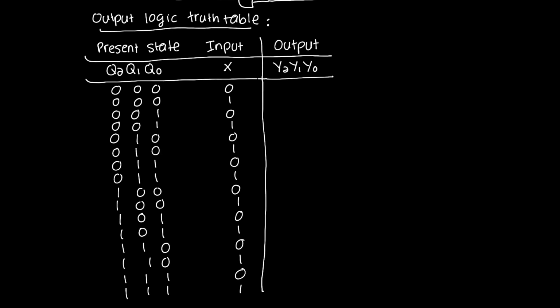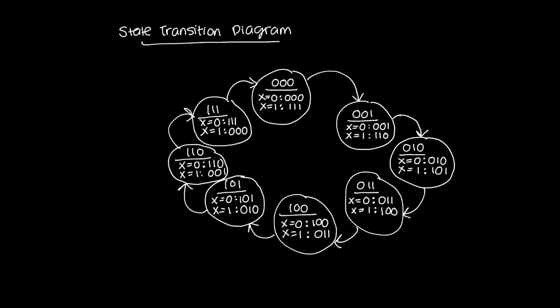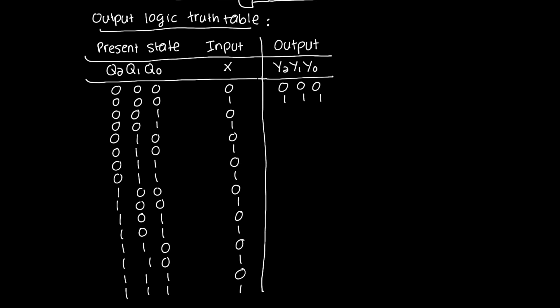So when my present state is 0 and X is 0, my output is going to be 0. Otherwise, it's going to be 1, 1, 1, 1. Now, what about the next state? You can kind of see what's going on here. So my next state is 0, 0, 1. So I'm just going to go in order here. When X is 0, I'm going to output 0, 0, 1. But when X is 1, I'm outputting 1, 1, 0.